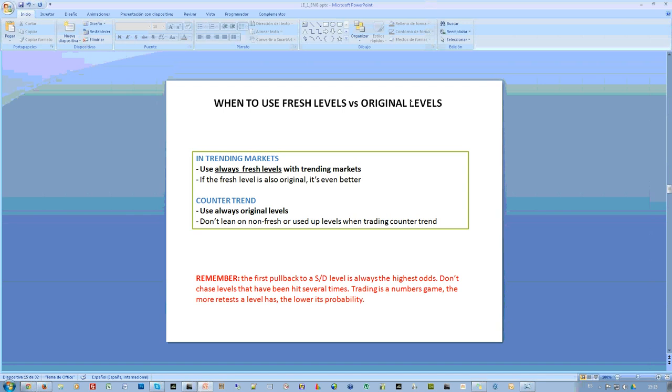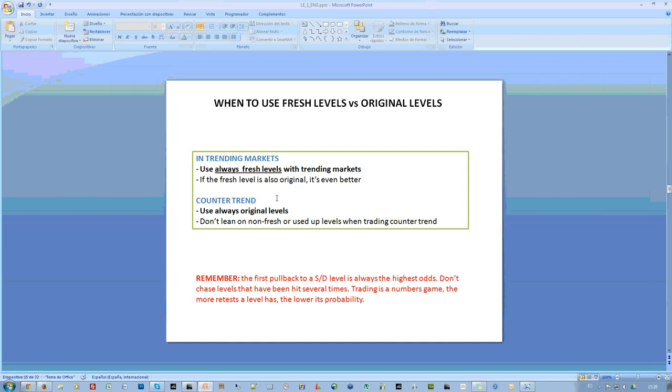This is the use of the levels, the original levels. In trending markets, we will always use fresh levels, always. We don't need an original level in order to trade a trending market, a market which is in an uptrend. We just need the fresh demand levels. We don't need original levels. If the level is original, it's even better, but we don't need original levels.